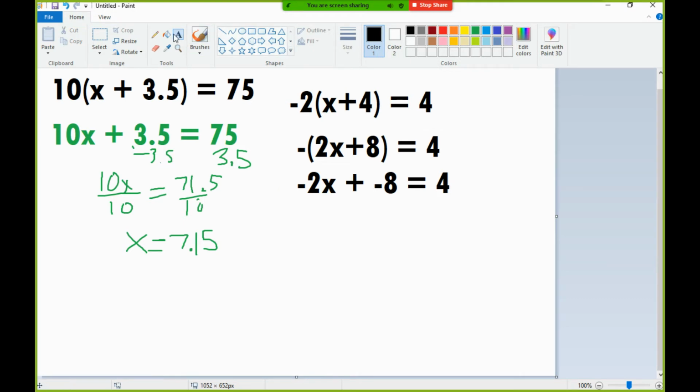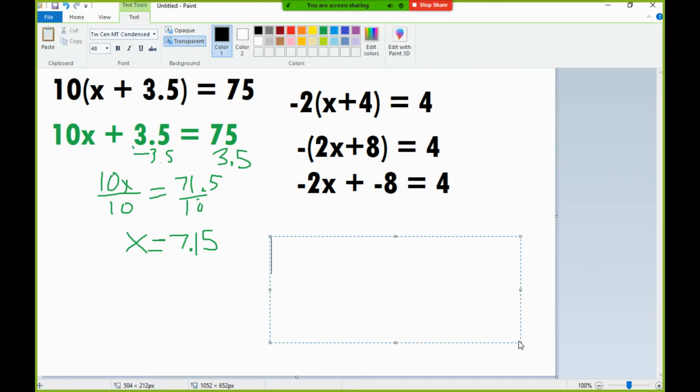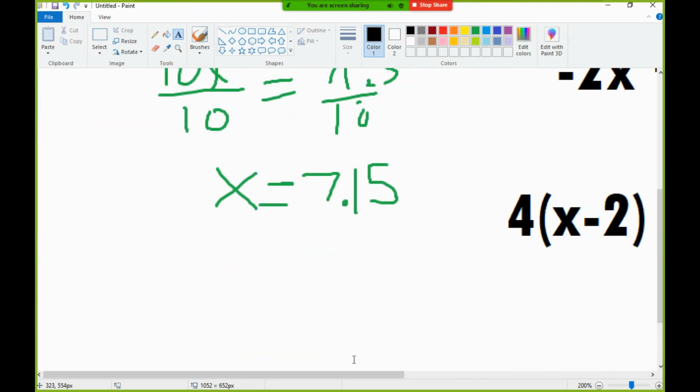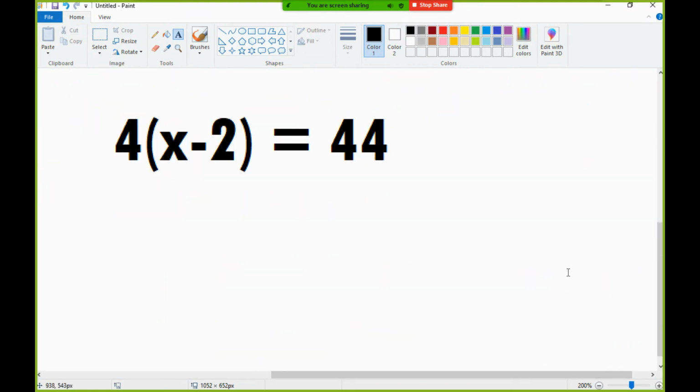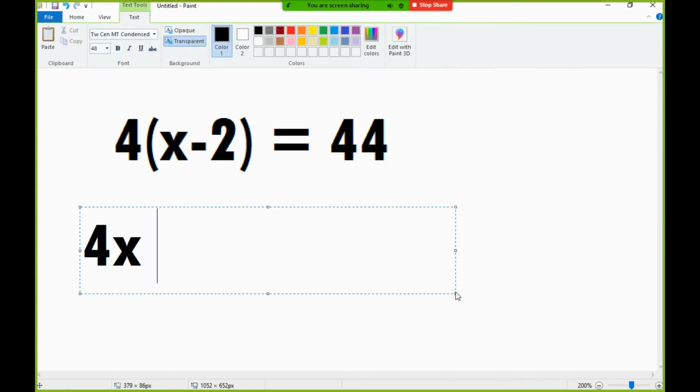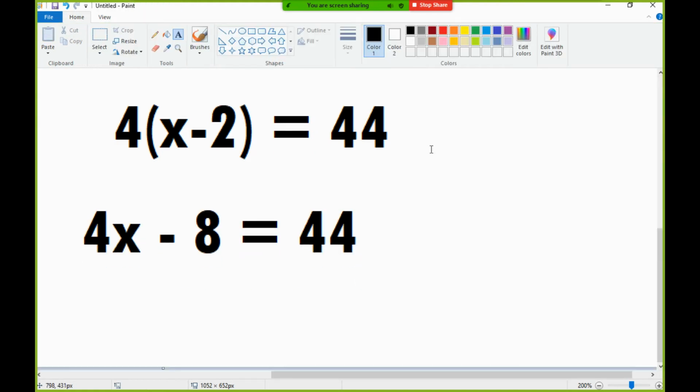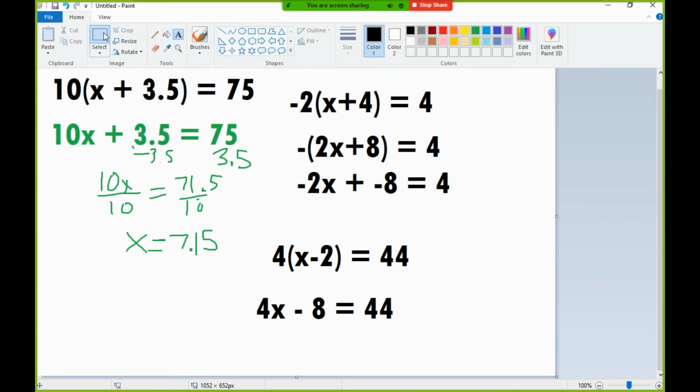Okay, so the last thing is when we have problems like this. 4 times (x minus 2) equals 44. Okay, so if we had a problem like this, normally the thought would be, let's distribute this. So if we did that, we distribute it, 4x minus 8, right? 4 times x is 4x, 4 times 2 is 8, equals 44, okay? And we could solve this our normal way, just like we normally would solve this.